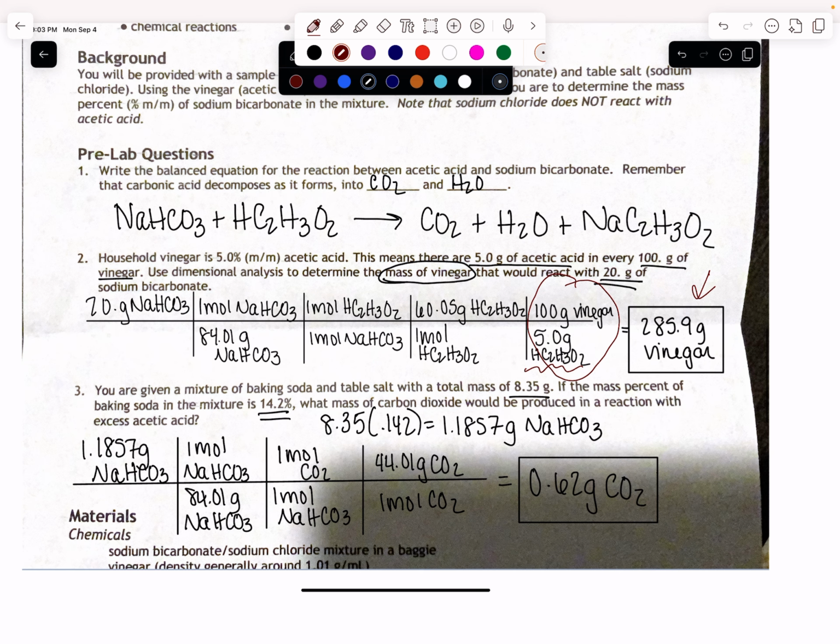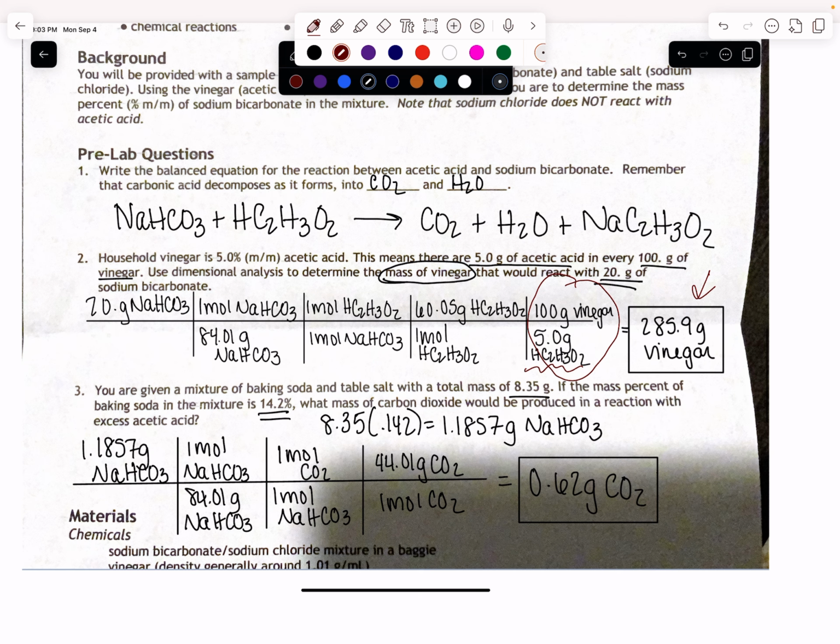Then number 3 says you're given a mixture of baking soda and table salt and its mass is 8.35. So actually that's more realistic, right? If the mass percent of the baking soda in the mixture is 14.2%, what mass of carbon dioxide would be produced? So this is just a very basic stoichiometry problem.